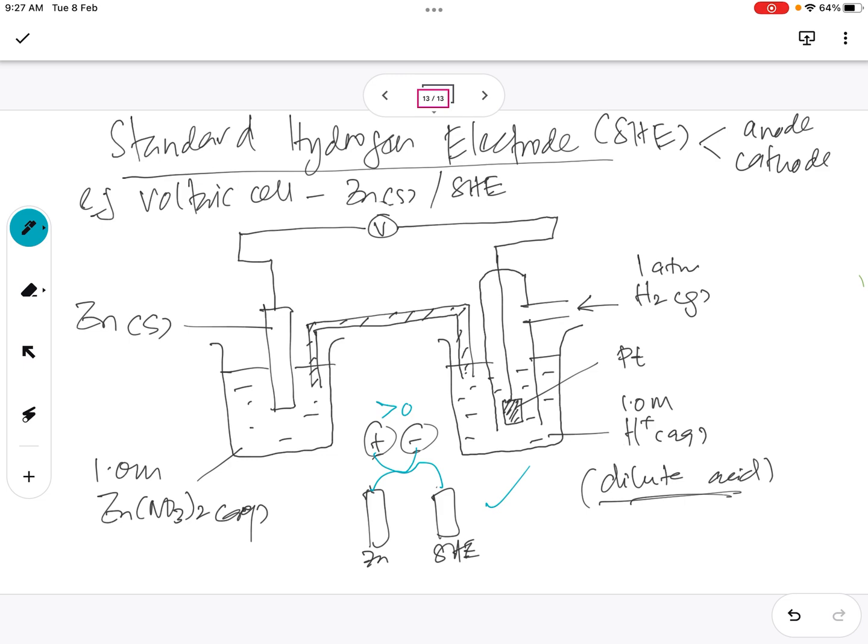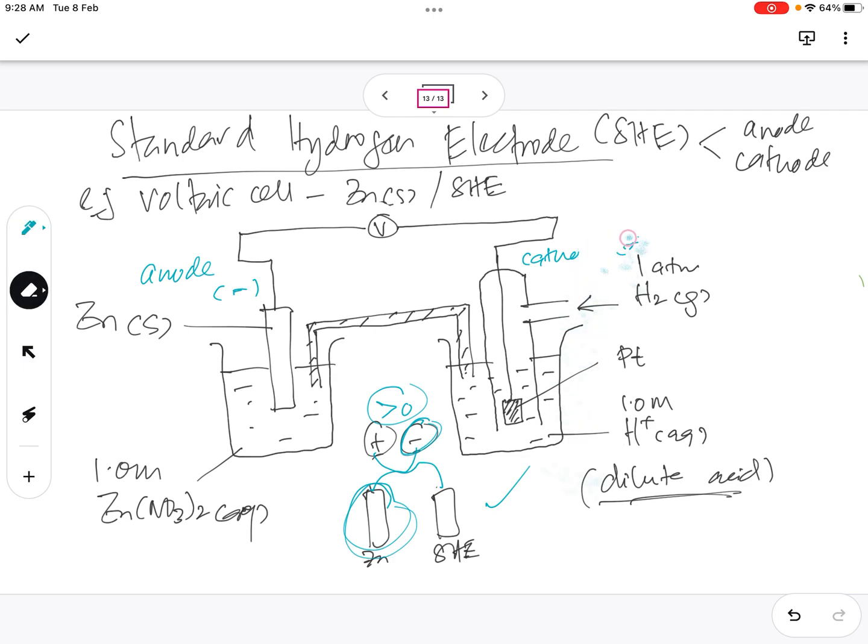Jadi bila ada terminal betul, saya dapati zinc negatif. Zinc negatif baru ada bacaan kan? So saya letak negatif kat sini. Negatif anode ke cathode? Anode. Bagus. Negatif anode. Kalau zinc anode, SHE akan jadi? Cathode. Very good.